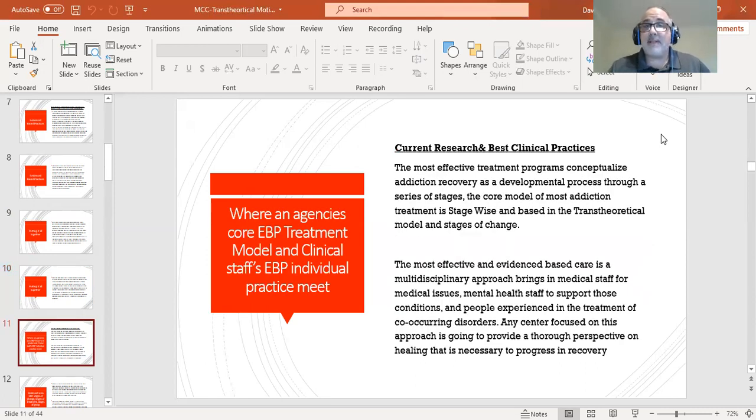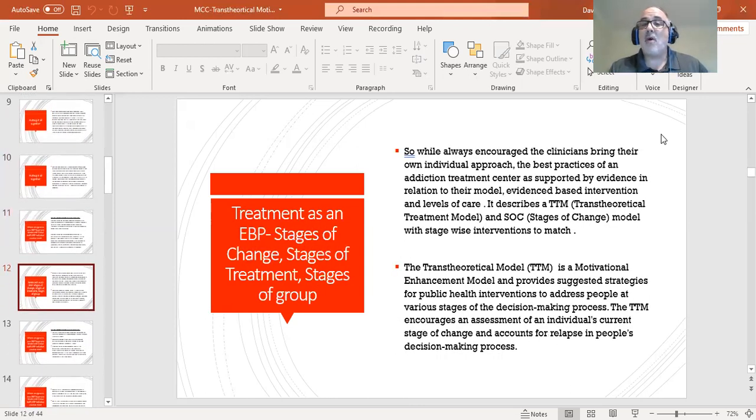Current research and best clinical practice: the most effective treatment programs conceptualize addiction recovery as a developmental process through a series of stages. The core model of most addiction treatment is stage-wise and based in the transtheoretical model, the stages of change. So that's largely what this is about today. The most effective and evidence-based care is a multidisciplinary approach that brings in medical staff for medical issues and mental health staff to support those conditions, and people experiencing the treatment of co-occurring disorders. Any center focus on this approach is going to provide a thorough perspective of healing that is necessary to progress in recovery. While always encouraged, the clinician brings their own individual approach, the best practice of an addiction treatment center is supported by evidence in relation to their model, evidence-based interventions, and levels of care.